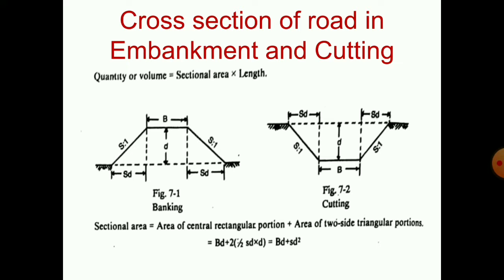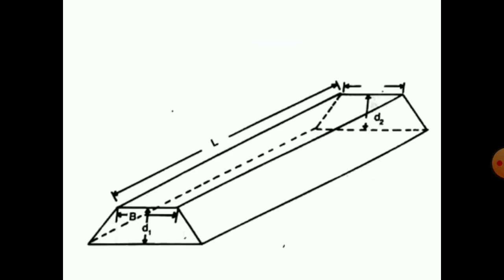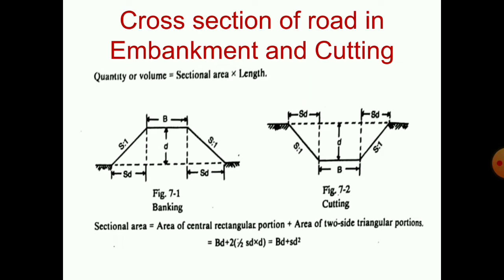So here the cross section of the road is divided into three parts. One is a central rectangular portion and two sides which are triangular portions. So area of the central portion will be B multiplied by D and area of sides will be half SD square each. So total cross sectional area will be BD plus SD square. Quantity will be equal to total sectional area multiplied by length, that will be the volume of the earthwork.